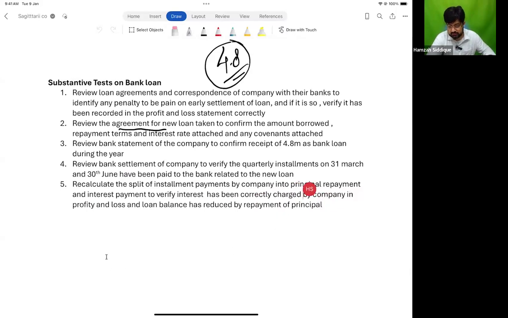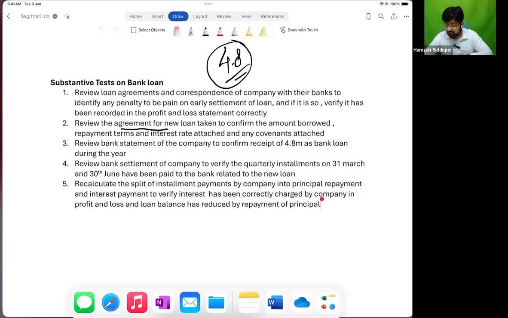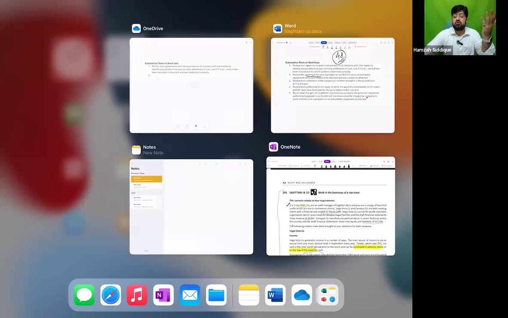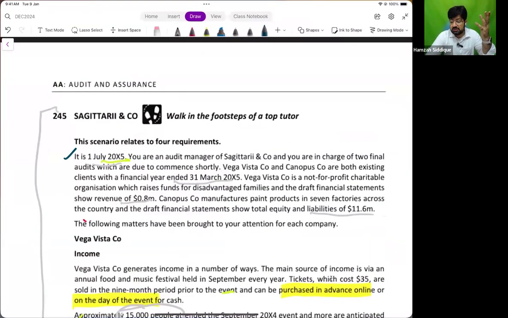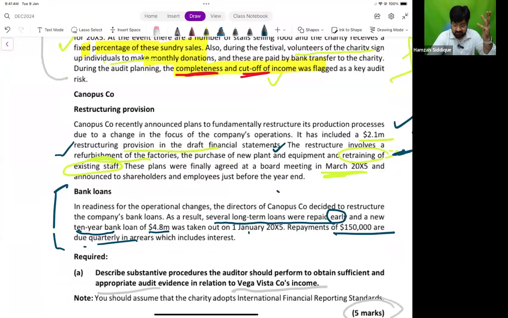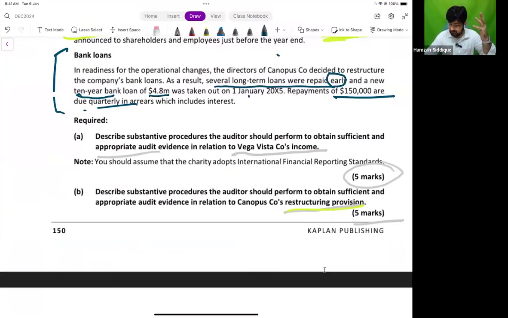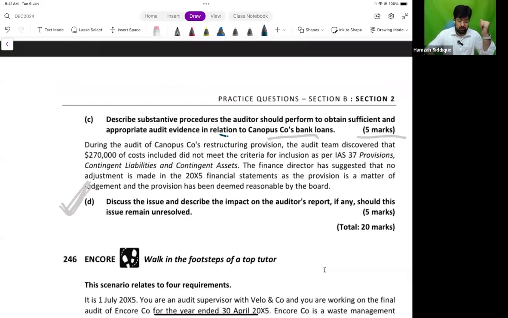Now, so this is 5 procedures done. I have written again these 5 procedures from this scenario. I can write 2 more procedures which can be written here. For example, because they said to us related to bank loans only.